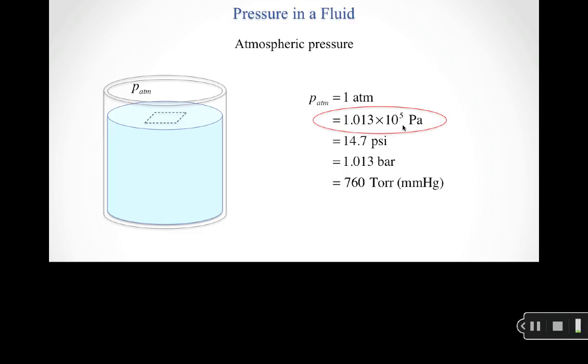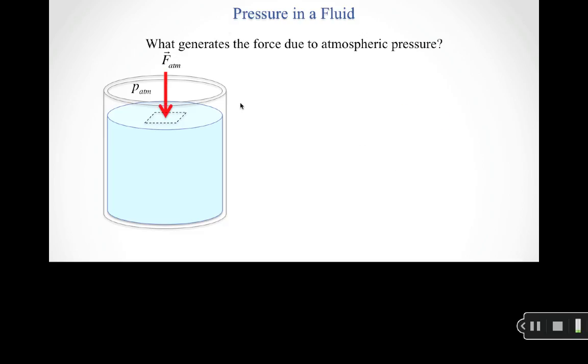Well, based on what we've just talked about, we can think about some surface sitting here on the surface of our fluid. And since this surface is in contact with the air, and the air is at atmospheric pressure, then basically the surface here has to be at atmospheric pressure, which means that there has to be some force due to atmospheric pressure that's pushing downward on that little chunk of area on the surface of our fluid. So this begs the question, what is it that's generating this force due to atmospheric pressure?